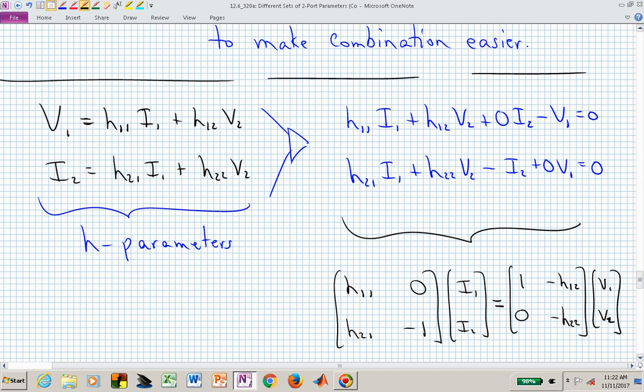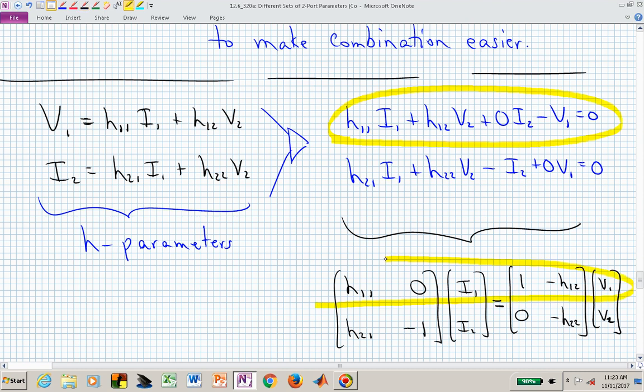And we've now identified the appropriate matrix coefficients that need to combine with the I1 and the I2 to produce the appropriately defined V1 and V2 on the right. So equation 1, all we've done is rewrite that as H11 I1 equaling V1 minus H12 V2. And that's consistent with this top equation.